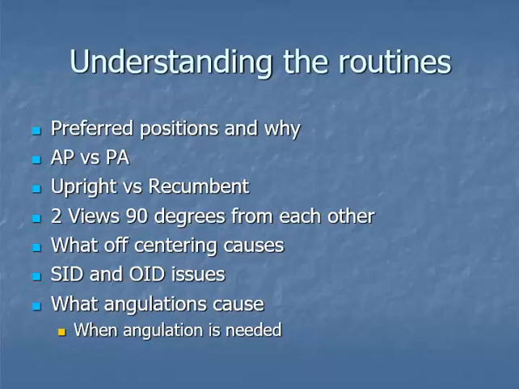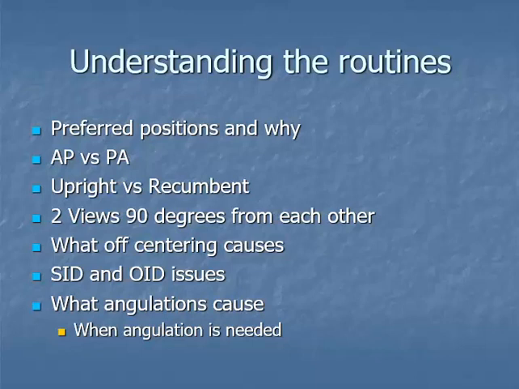Upright versus recumbent. We've been through why we shoot chest x-rays upright versus having the patient laying down, and that would be better inspiration. The engorgement of the great vessels in the thoracic cavity gives you an appearance of a widened mediastinum with the patient laying down. So a lot of different reasons to shoot them upright. Air fluid levels.